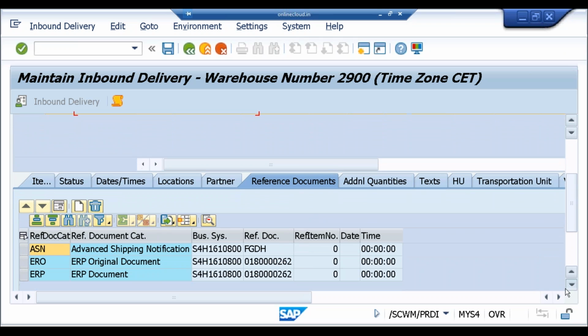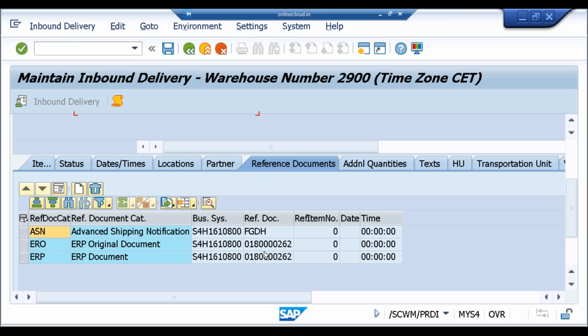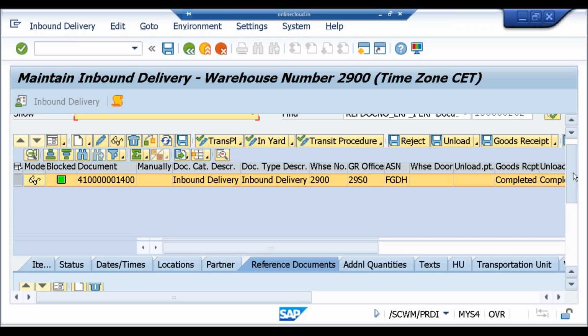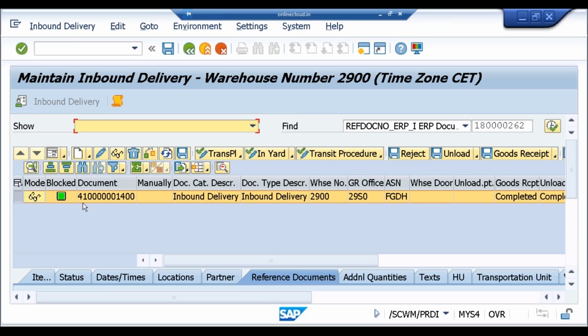So this inbound delivery has been created from the original document. This is 180000000262. Okay. So here we have the ERP document, the same one from which we opened this document also. This is the inbound delivery document which is generated at the Extended Warehouse Management.